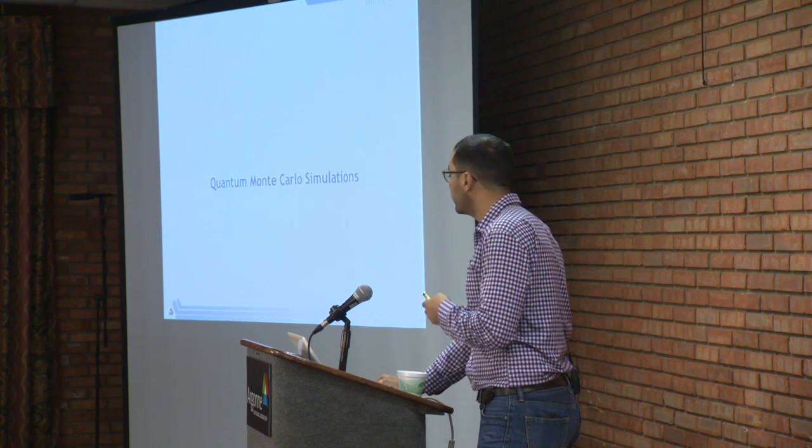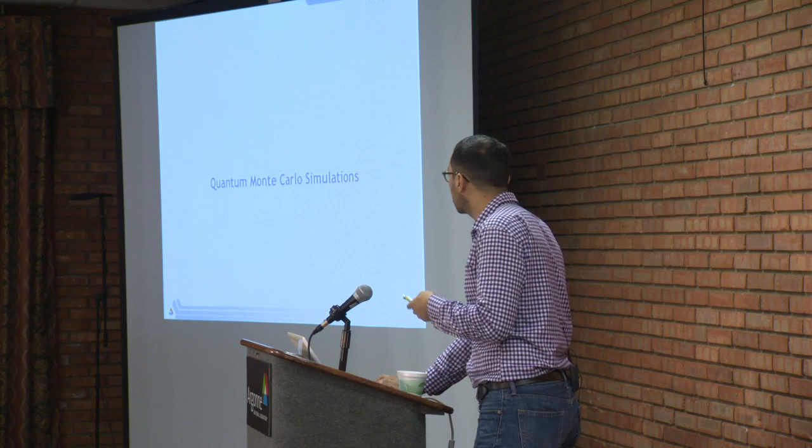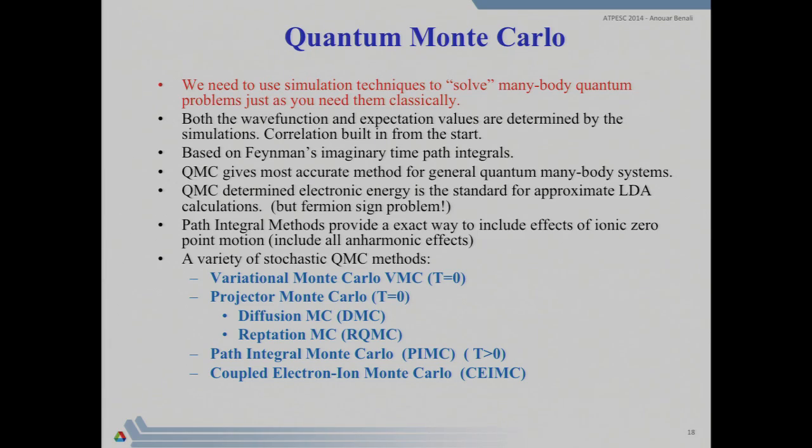Okay, so now that we have an idea how we can do this with the classical Monte Carlo, what's the difference with the quantum Monte Carlo? Well, we need quantum Monte Carlo when we use it to solve the first equation of the Schrödinger equation. We need to be able to solve the many-body quantum problem as we just saw in the classical way.